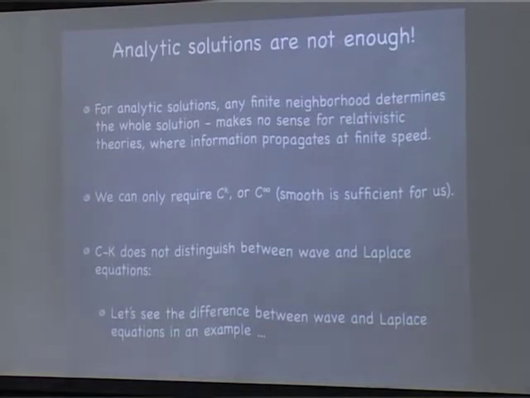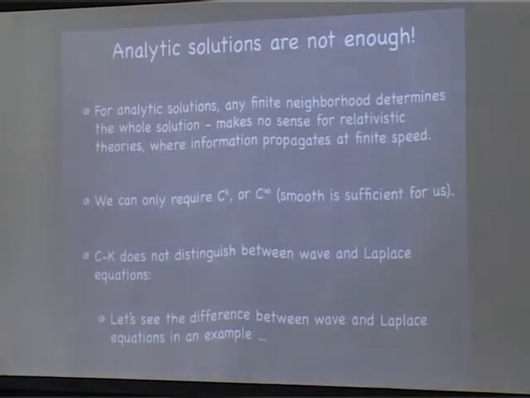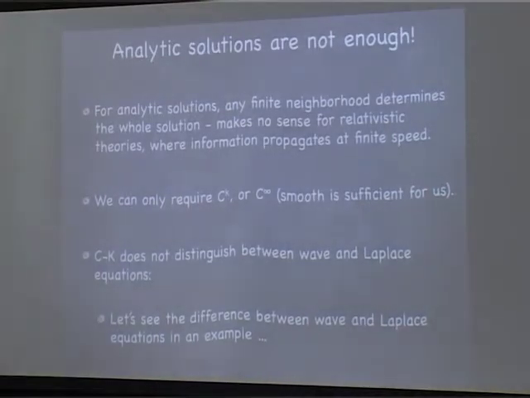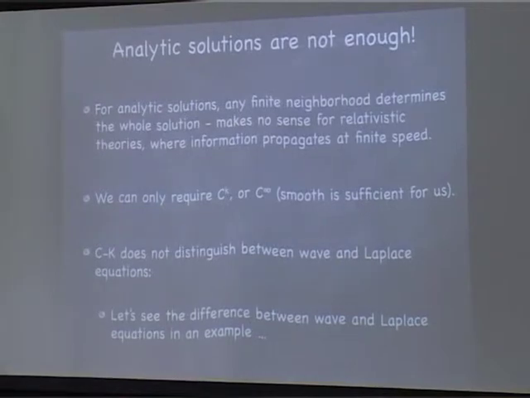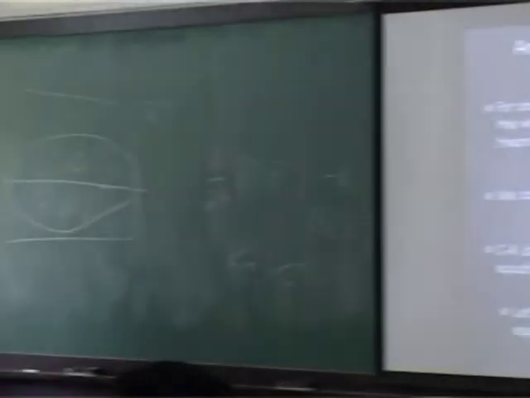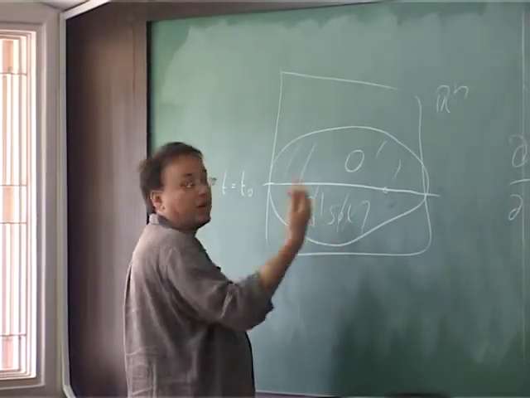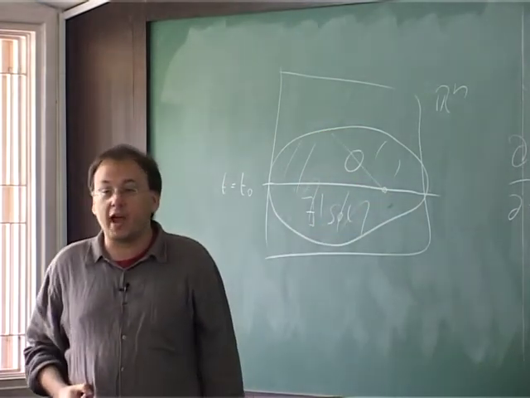Yeah? The other thing is more a physical argument that for us, in a relativistic theory, analytic solutions are not enough. Because if you have an analytic solution, it determines the whole solution, so any finite neighborhood, right? If I have here a small neighborhood of my initial data, I have just seen that the Taylor series converges, it just determines this whole region here instantly. But that can't be true because in a relativistic theory, information from here to there can only travel with the speed of light, and here it's just instant.